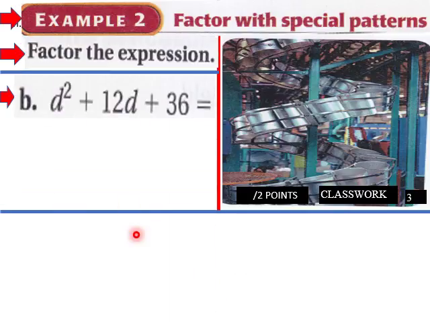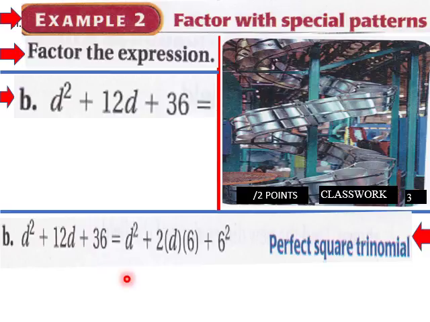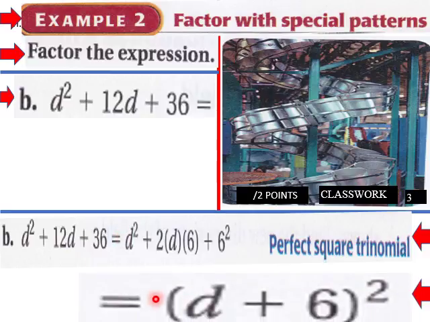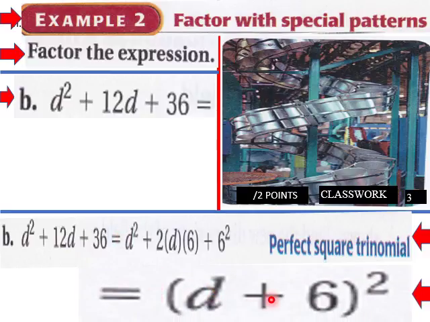And then factor this expression here, d squared plus 12d plus 36. That would be a perfect square trinomial. d squared plus 2 times d times 6 plus 6 squared would be the pattern for this one. So it would be d plus 6 squared.